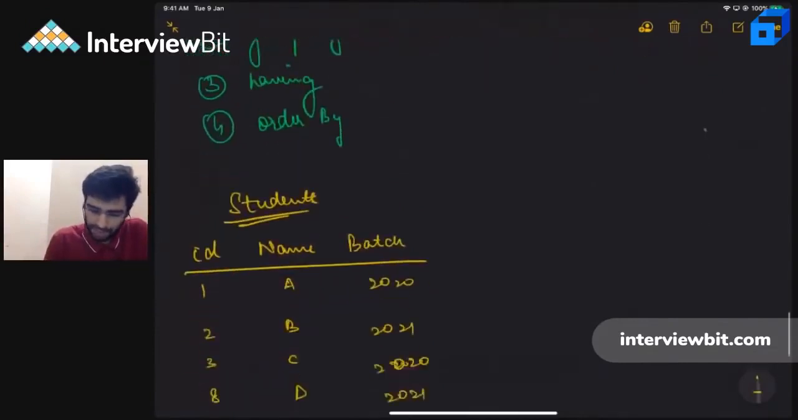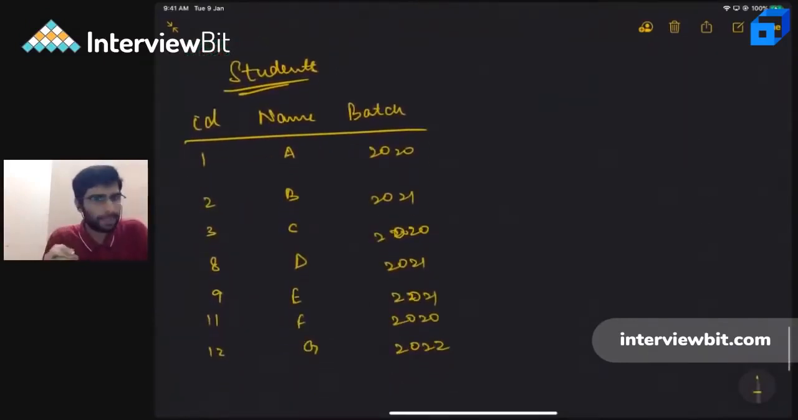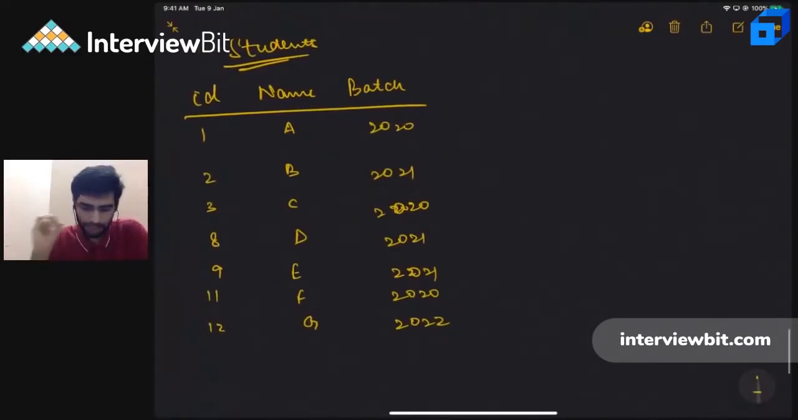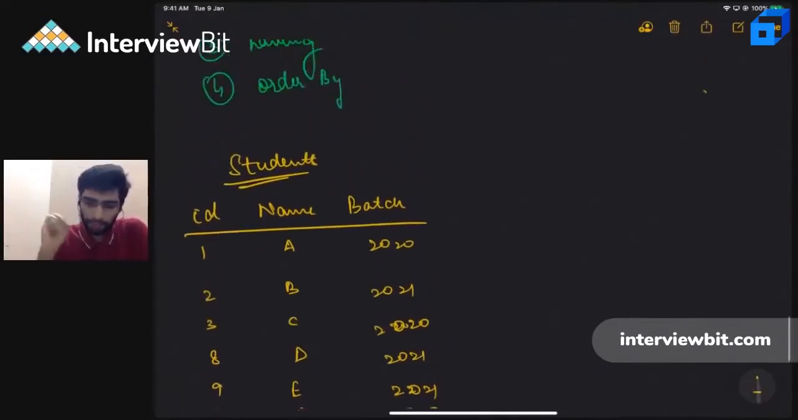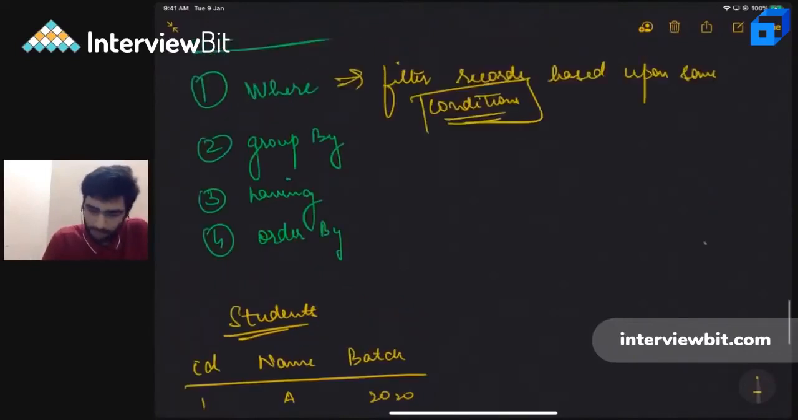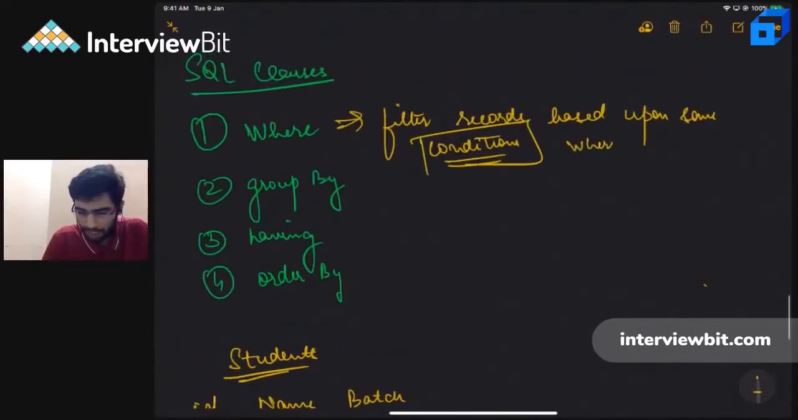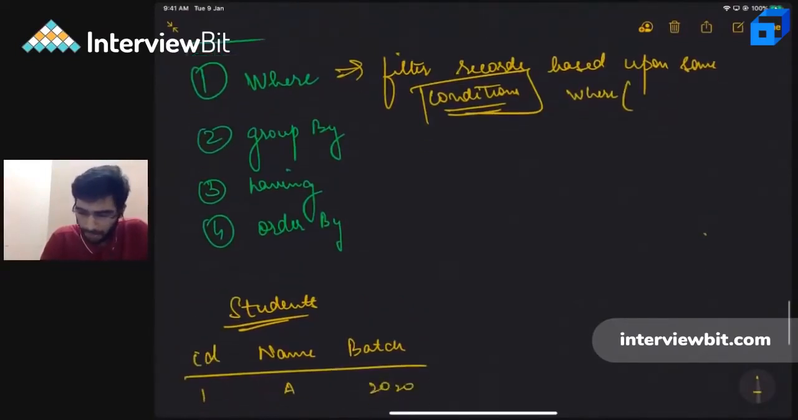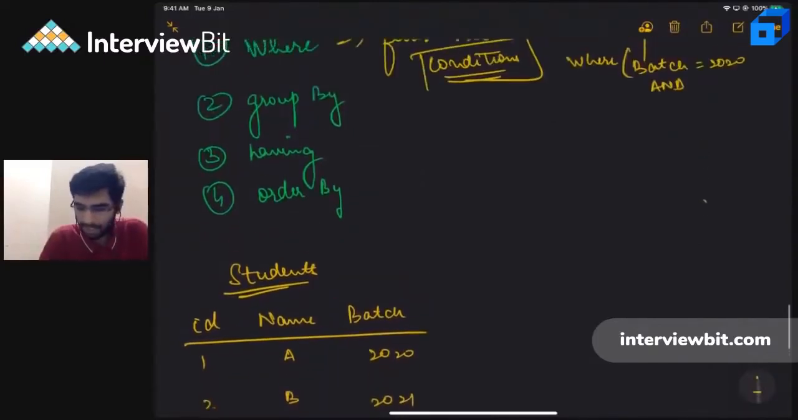Now I ask you that you only need to give me the students who are going to pass in 2020, that is, who have their batch as 2020. And the second thing, their IDs should be less than 10. Then what will your where clause have? Your where clause will have two things. First, batch is equal to 2020. And the second thing, ID is less than or equal to 10.